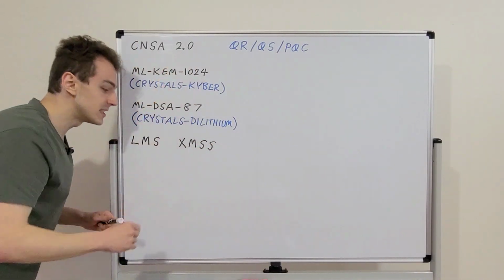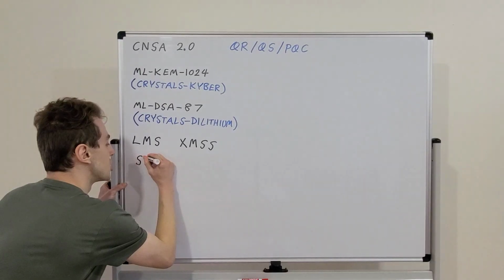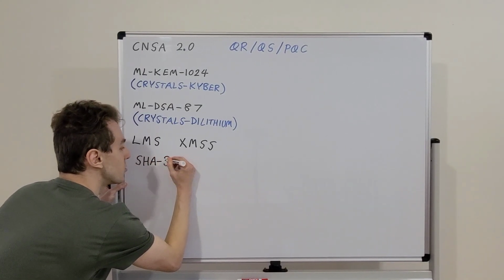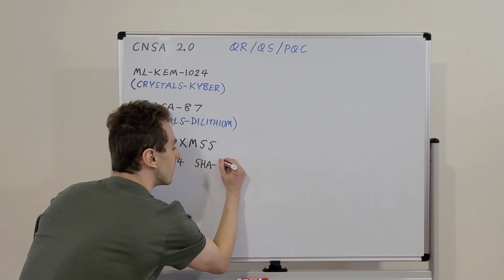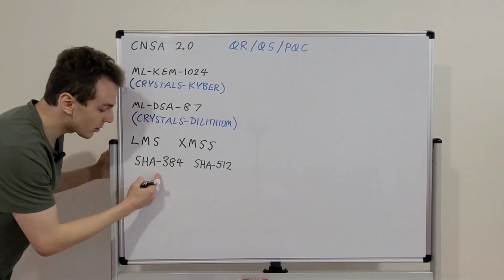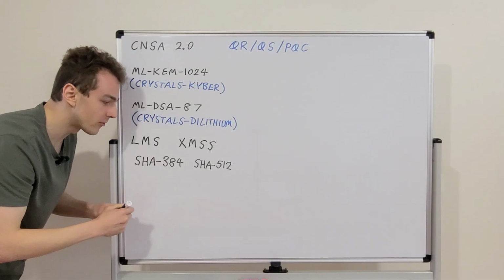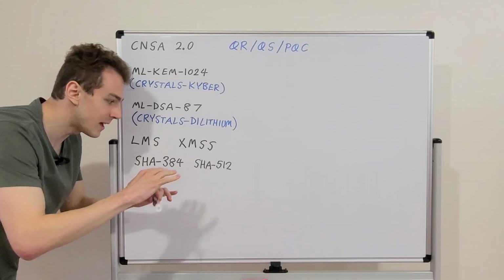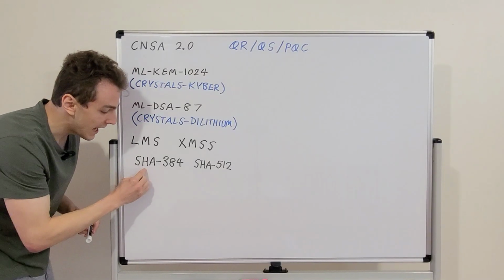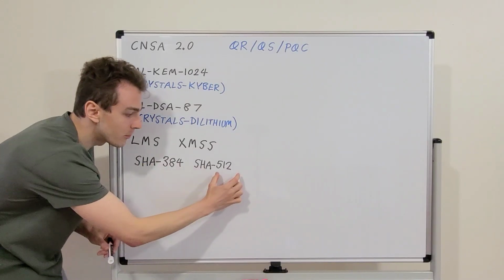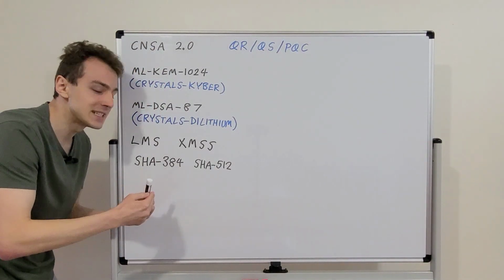And CNSA 2.0 also includes some cryptographic hash functions. We have SHA-384, as well as SHA-512. So when you see this acronym SHA, that stands for Secure Hash Algorithm. And SHA is specifically referring to SHA-2. So that is a family of secure cryptographic hash functions. So this secure hash algorithm is actually SHA-2, and this number that comes after specifies the output length. You can think of this as the message digest.